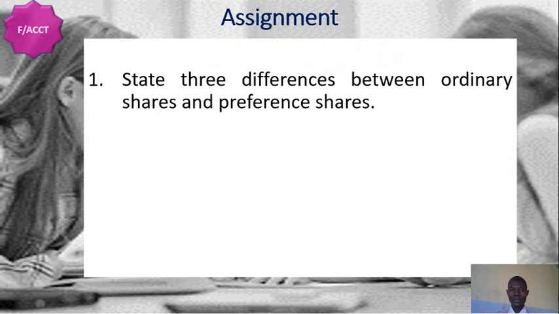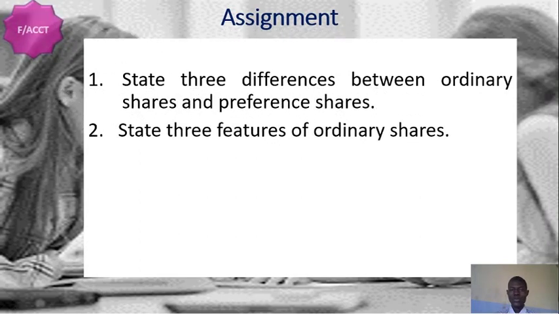I have the following homework assignment for us. Number one, state three differences between ordinary shares and preference shares. 2. State three features of ordinary shares. So this is part of our homework.